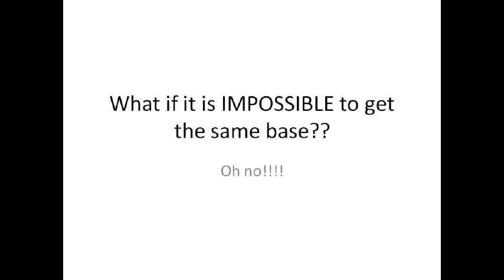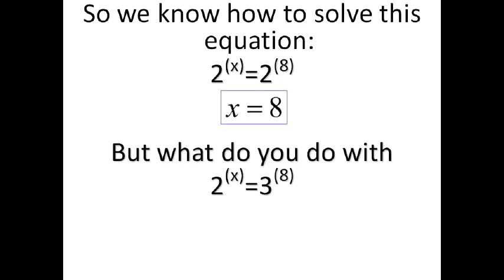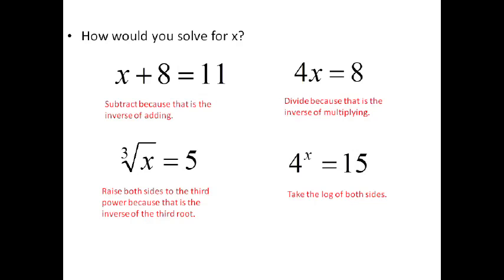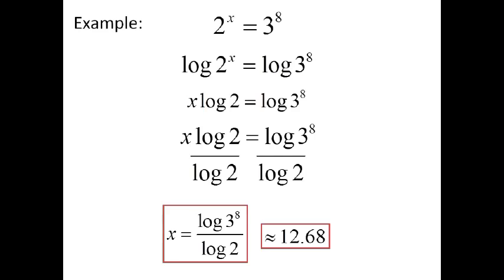I know it's difficult to think about, but what if it is impossible to get the same base? So we know how to solve the top one just like we've been doing, but what do we do about the one on the bottom? Well, how do you solve all of these problems for x? We will subtract on the first one, divide by 4 on the second one, and raise both to the third power in the third one. Those are all inverses, so it seems like we should have to take the log if we're trying to solve an exponential equation.